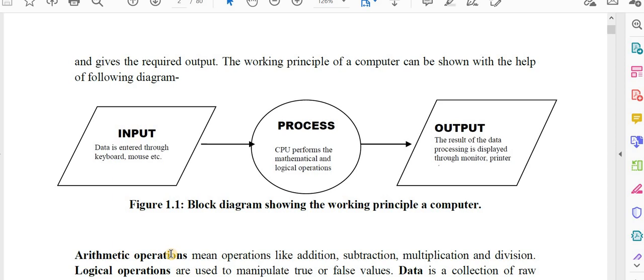So today I am going to start the video series, and basically today I will be discussing what is a computer and what is the block diagram of a simple computer. So this will be discussed in today's video.